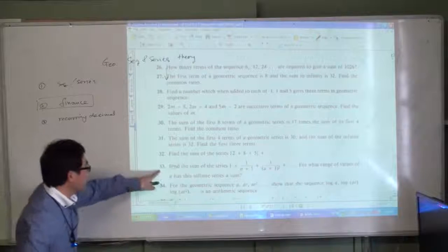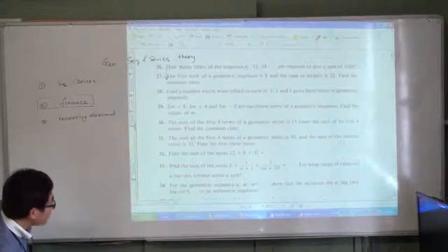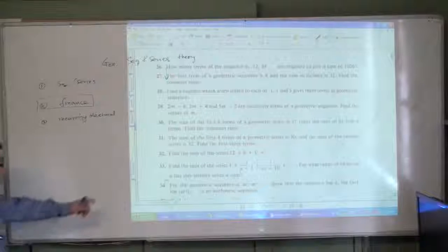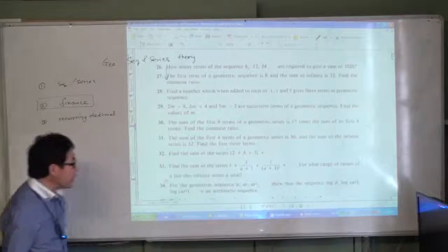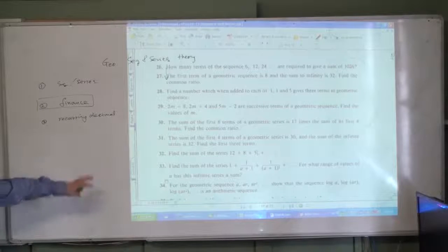Have a look at question 33. Hands up. Find the sum of the series. For what range of values of A does this infinite series have a sum? What does it say?